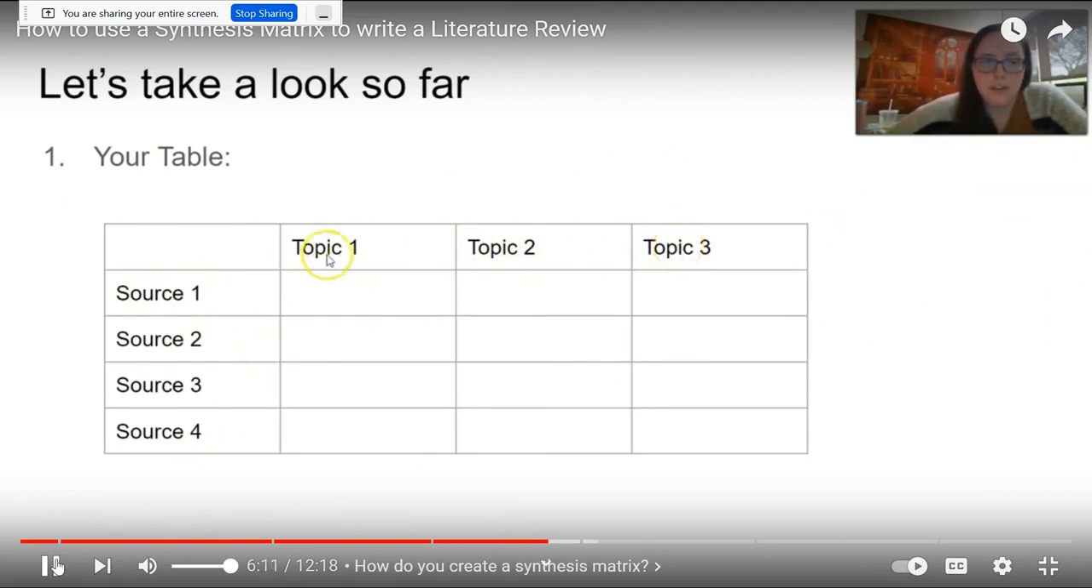There might be a source that doesn't address a topic. That's fine. You should still put it as one of your column headers. There might be a couple of sources that don't address a topic, but what are some of the big topics collectively that most of your sources are talking about? You want to identify that information in the very top row of your synthesis matrix.